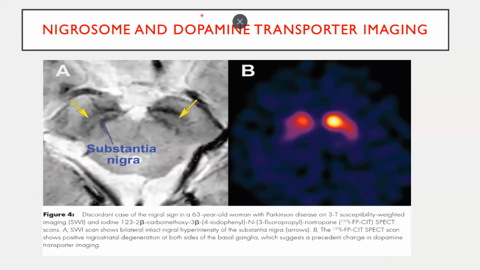So this is the Doppler PET scan. Here you can see there is asymmetrical decreased uptake in the basal ganglia, classically seen in idiopathic Parkinson's disease. This one and here. Okay.